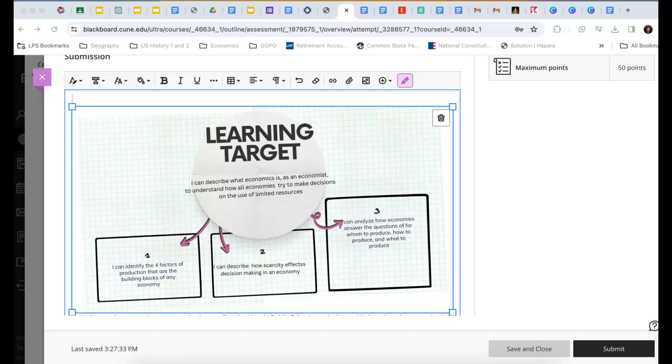So getting onto it, I'll break down some of the things I would do if I were breaking this down. Well, one, in order to understand this long-term learning target, we have to be able to identify some important parts. And probably the most fundamental thing that students are going to need to identify is the four factors of production that are the building blocks of any economy.